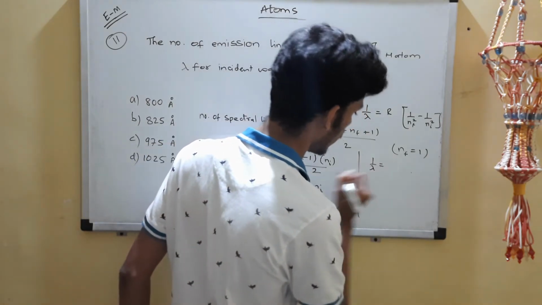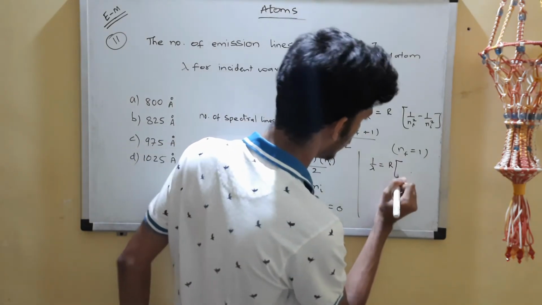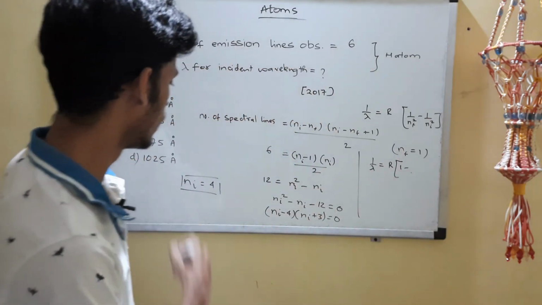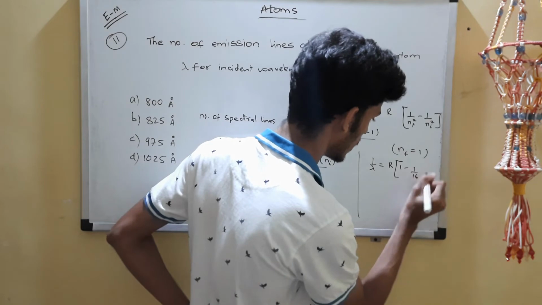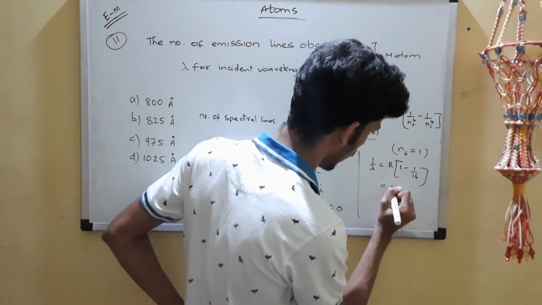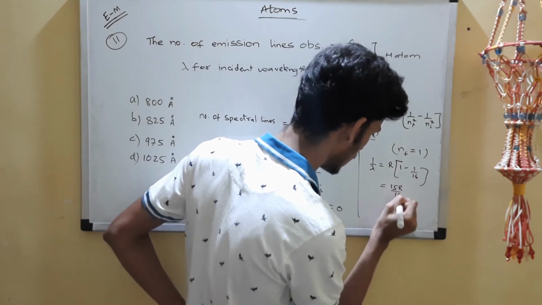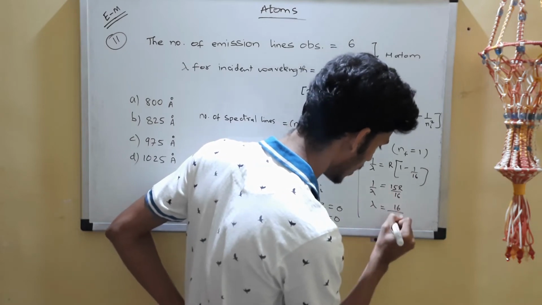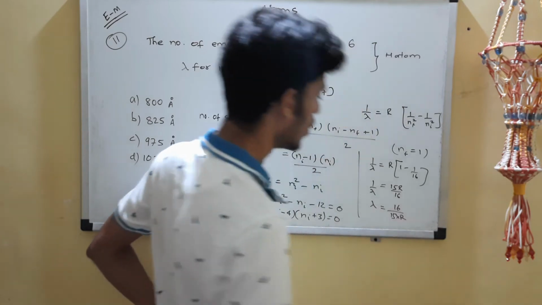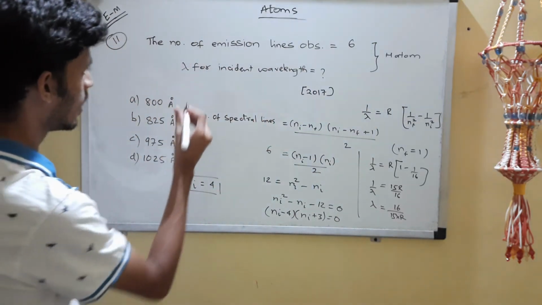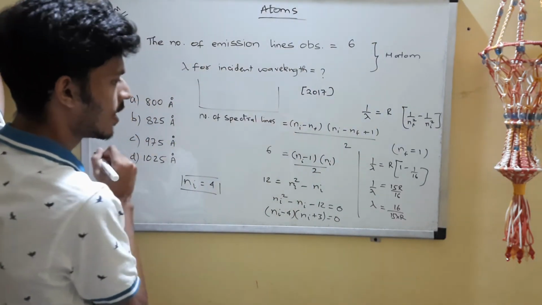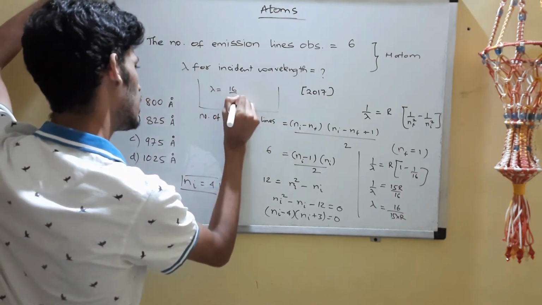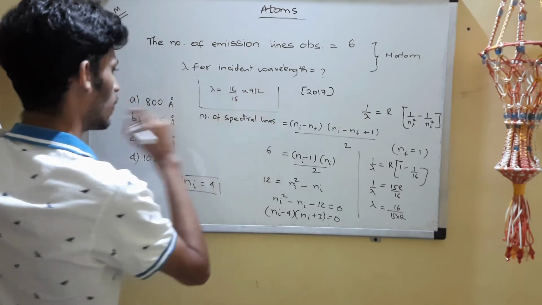So 1 by lambda is R, n final is 1. We have taken it as 1, and n initial we know it as 4 square, that is 16, so that will give you 15R by 16, right? So that is 1 by lambda. If you want lambda, that is 16 by 15R, right? Now you already know that 1 by R is, let us solve it over here, 1 by R is 912. Please remember that. So 16 by 15 into 912.